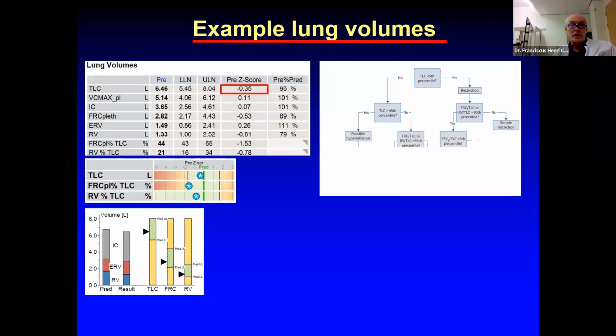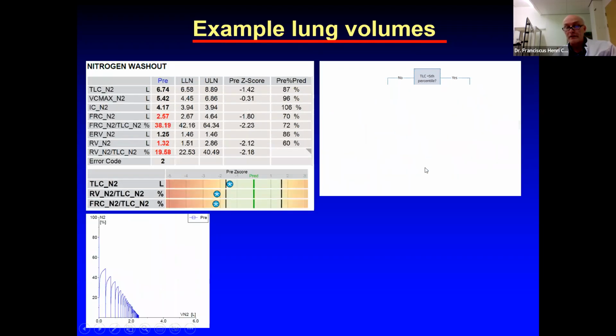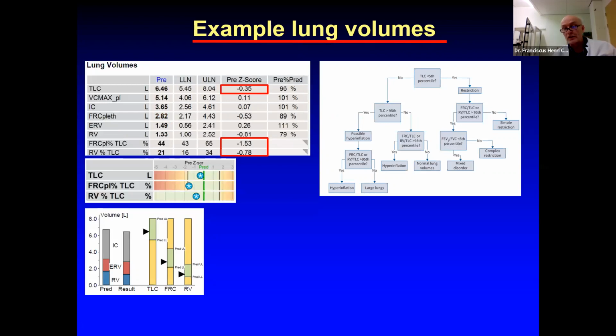And then you can go for FRC as a fraction of TLC and the RV as a fraction of TLC. But as you can see, although FRC is nearing the black boundary, and here you can see it's -1.5, so almost -1.6, FRC might be a bit low, but still within the normal range. As you can see, then we end up in fact with normal lungs. Sorry, a bit too fast. We end up with normal lungs.